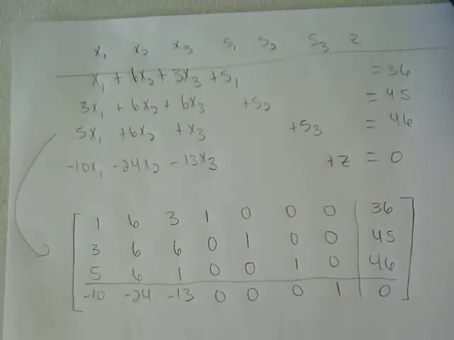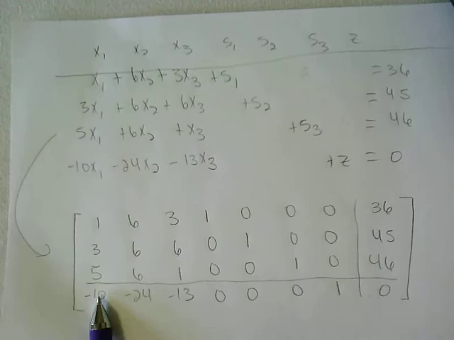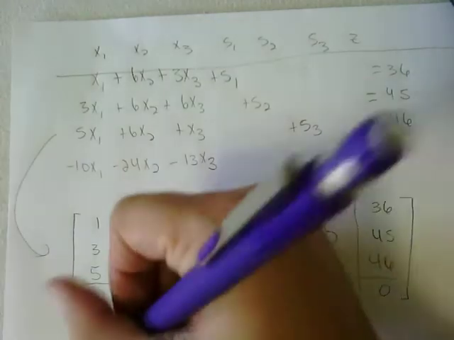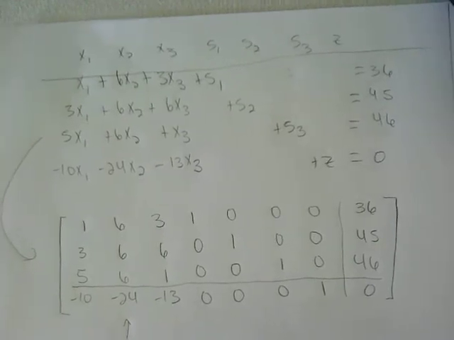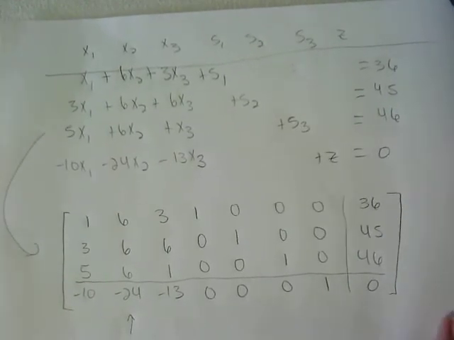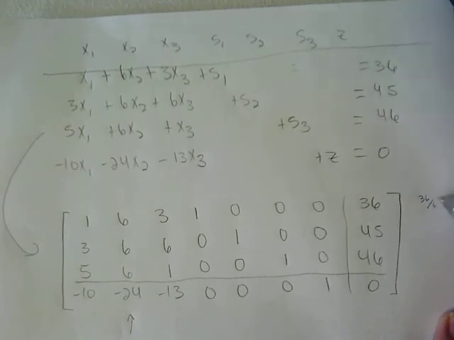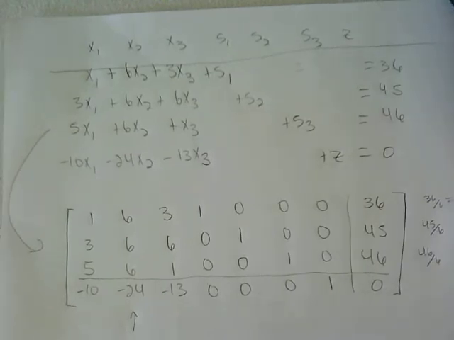Now, if I look through here, we know we definitely have some work to do because I have 3 negative numbers in this little area. My most negative is negative 24. I'm going to go through and make ratios for everything else. 36 over 6 is 6. 45 over 6 and 46 over 6, we can tell already, are going to be bigger than 6.